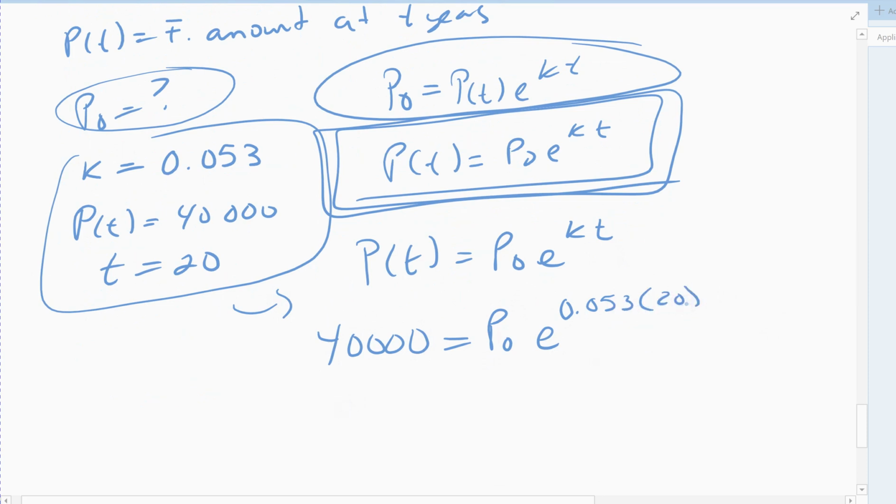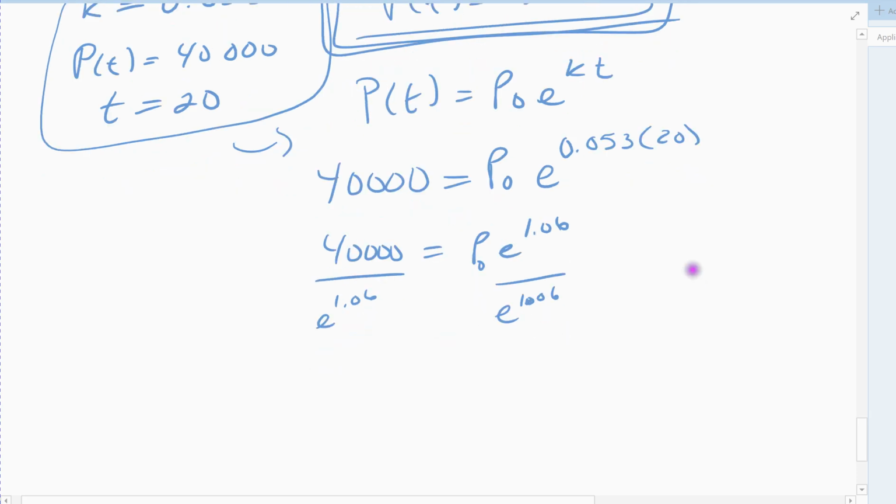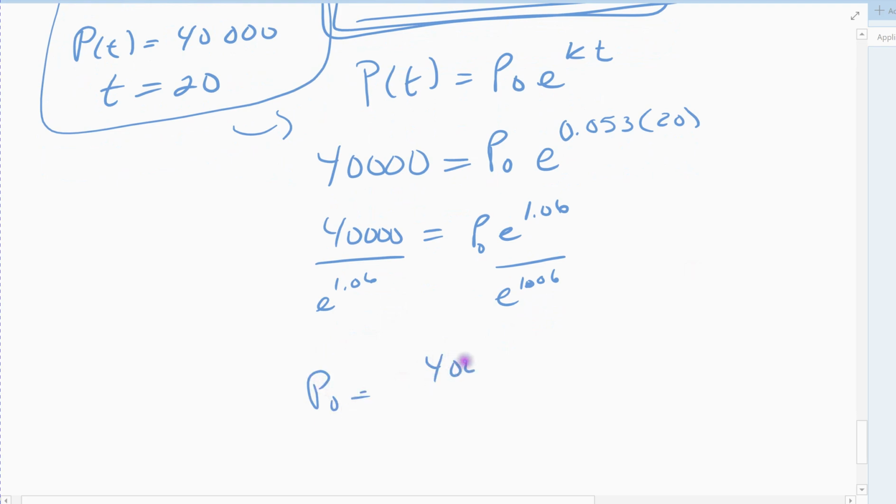And so I'll probably simplify that 0.053 times 20. So 20 times 0.053 comes out to 1.06. All right? And then all you have to do is we'll divide by that e term. And so the present value is 40,000 divided by e to the 1.06. And the way the book sets up the present value and solves for it is they just move that up and make it 40,000 e to the negative 1.06.